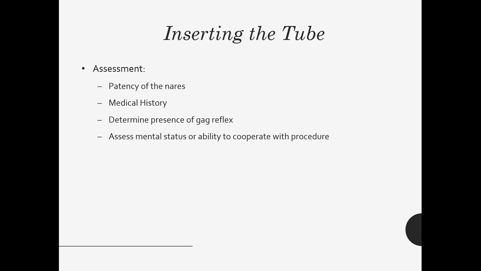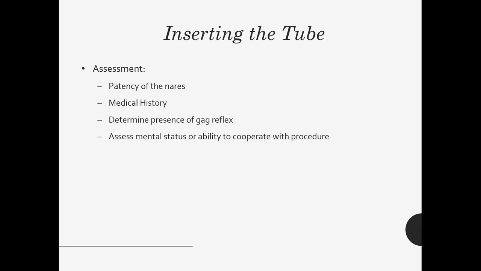We want to know their medical history. We want to know if they have any background that we need to know about, anything that might contraindicate this, or anything that we need to be aware of while we're putting this down. Determine the presence of a gag reflex. So we want to make sure that they can gag, they can cough, so that way we don't risk aspirating.